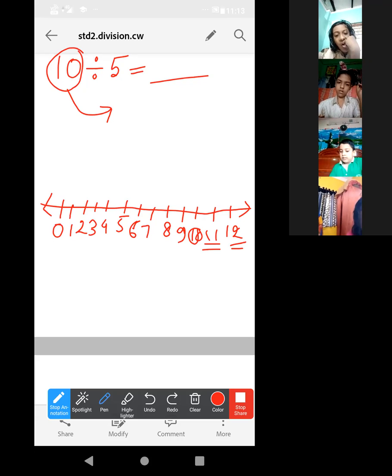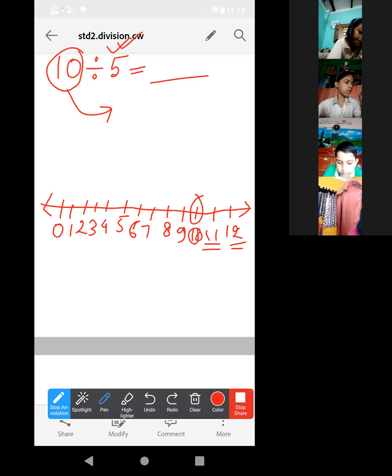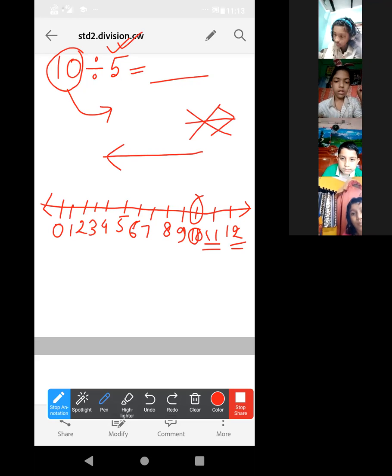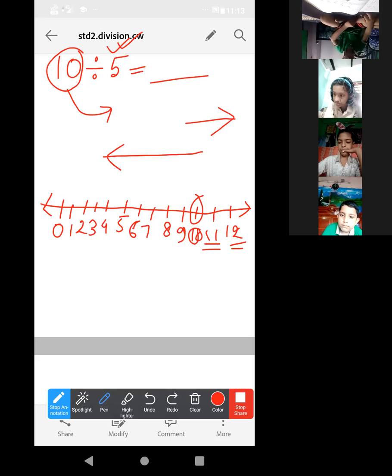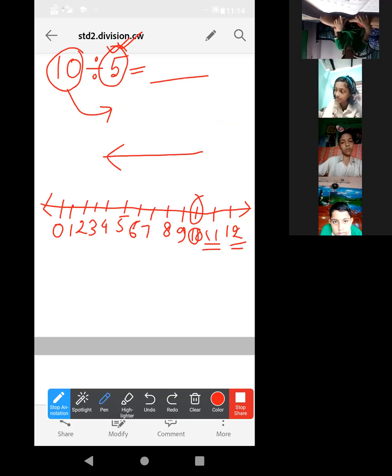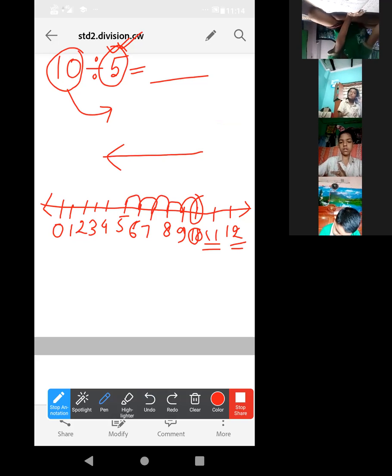Now look at this. How to do 10 divided by 5? We will start from this 10. Now we have to move to the back side, to the left side, not to the right side. Now how to move? We are dividing by 5, so we have to move 5 places. From 10, 1 place 9, 2 place 8, backward moving. 3 place, 4 place, 5 place, as we are dividing by 5. So 5 places moved.